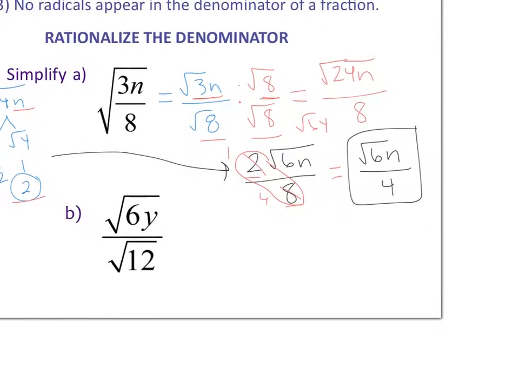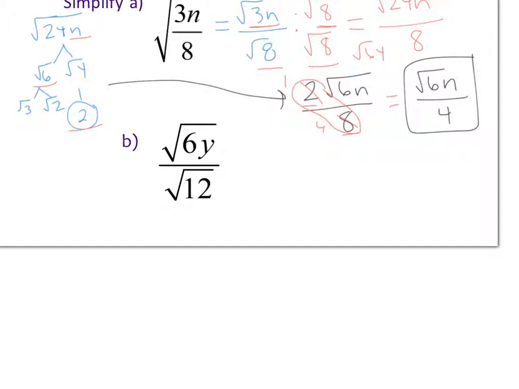All right, let's look at part B, the second problem here. And this says square root of 6y over square root of 12. And that's again breaking a rule because I have a square root in the denominator. So how do I get rid of that? Again, I multiply by whatever is in that denominator. So I multiply by the square root of 12.